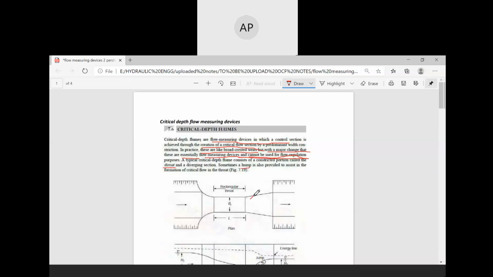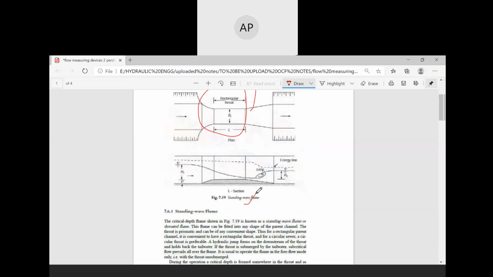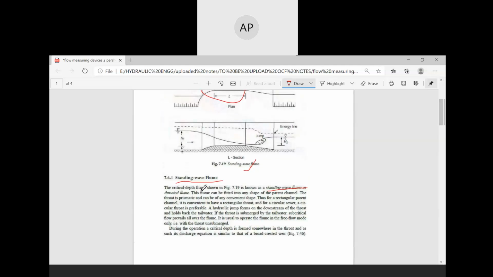So this is the throat area and the diverging section. This is the standing wave flume. So what is a standing wave flume? The critical depth flume shown in the above figure is known as a standing wave flume or throated flume. This flume can be fitted into any shape of parent channel. The throat is prismatic and can be of any convenient shape. Thus, for a rectangular channel, it is convenient to have a rectangular throat, and for a circular sewer, a circular throat is preferable. A hydraulic jump forms on the downstream of the throat and holds back the tailwater.